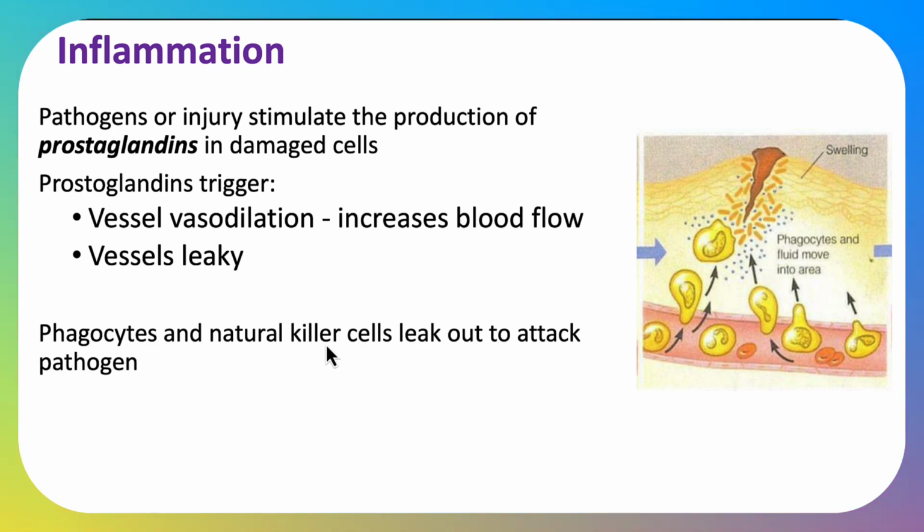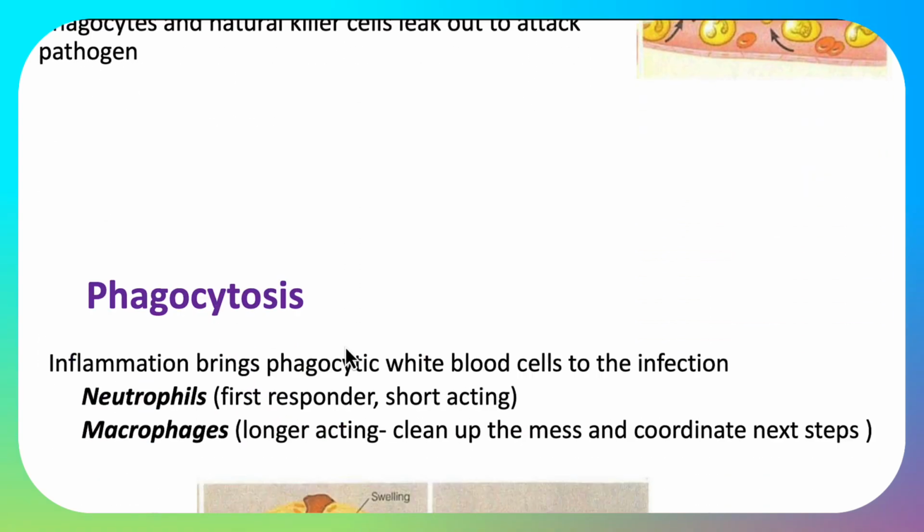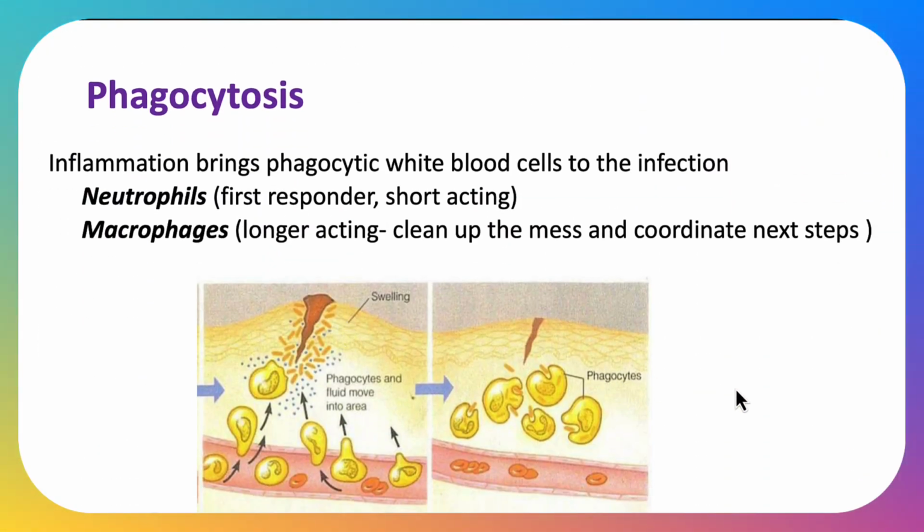We've also got these things called natural killer cells. I'm going to explain those in a minute. Okay, so what is phagocytosis? That means cell eating. It's a type of endocytosis, and we have these white blood cells that are non-specific, and their job is to engulf, or eat, anything that's foreign. So it could be a splinter, it could be dead cells, it could be pathogens.